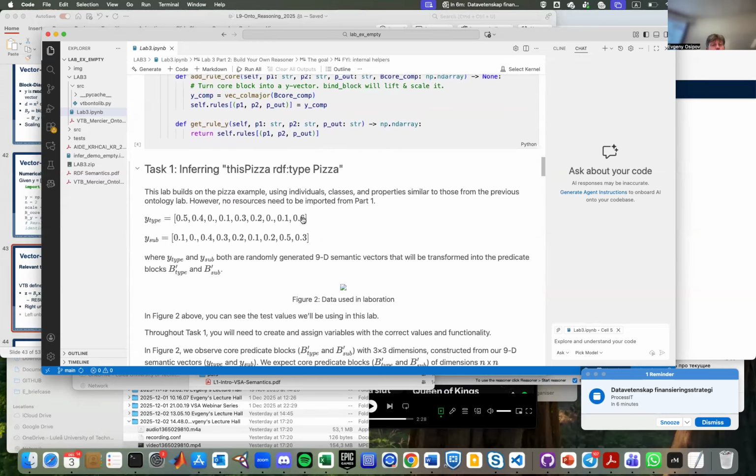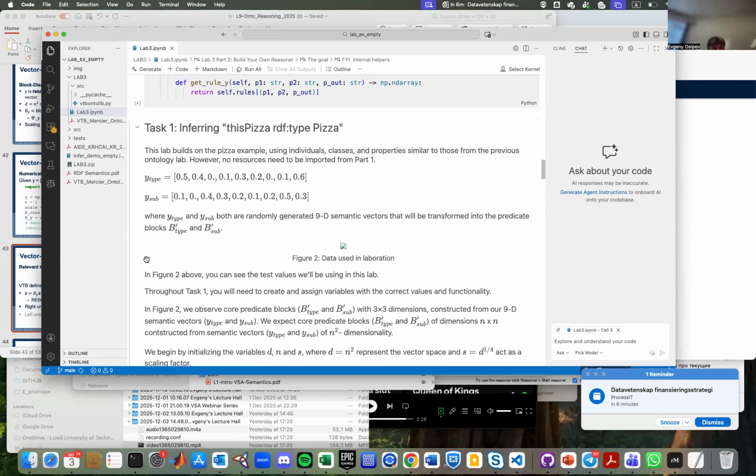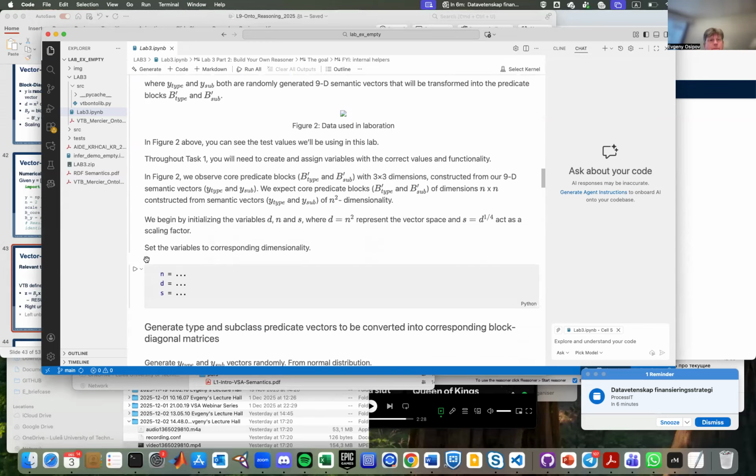And here you will be given some numerical examples of small dimensional vectors. Those are given to you to actually verify your computations. But in reality, all these vectors or concepts should be encoded by just randomly generating high dimensional patterns.